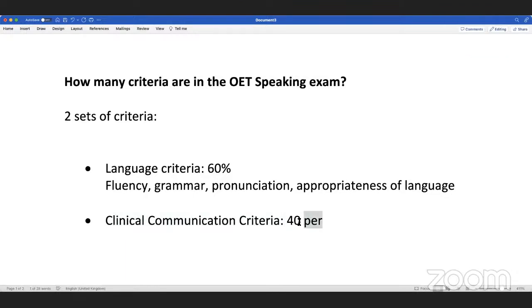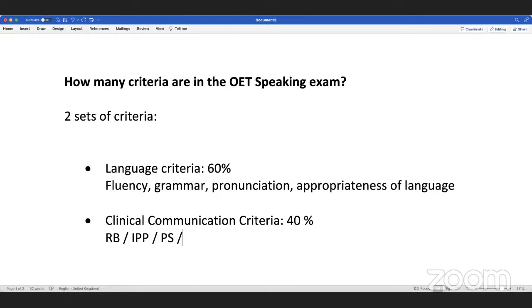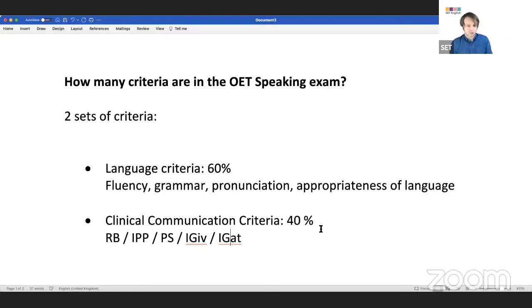How many criteria are inside this one? 40% of your grade. How many criteria are there? We have relationship building. We have IPP. Guys, can you help her out? Relationship building, IPP, providing structure, information giving, gathering. Right. So I'm just going to use abbreviations here.